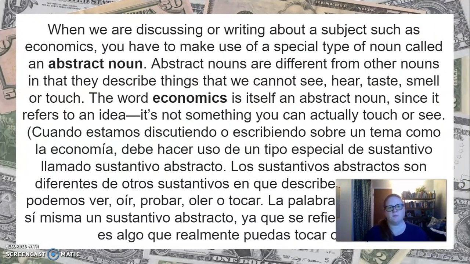So, when we are discussing or writing about a subject such as economics, you have to make use of a special type of noun called an abstract noun. Abstract nouns are different from other nouns in that they describe things that we cannot see, hear, taste, smell, or touch. The word economics itself is an abstract noun. Since it refers to an idea, it's not something that you can actually touch or see.